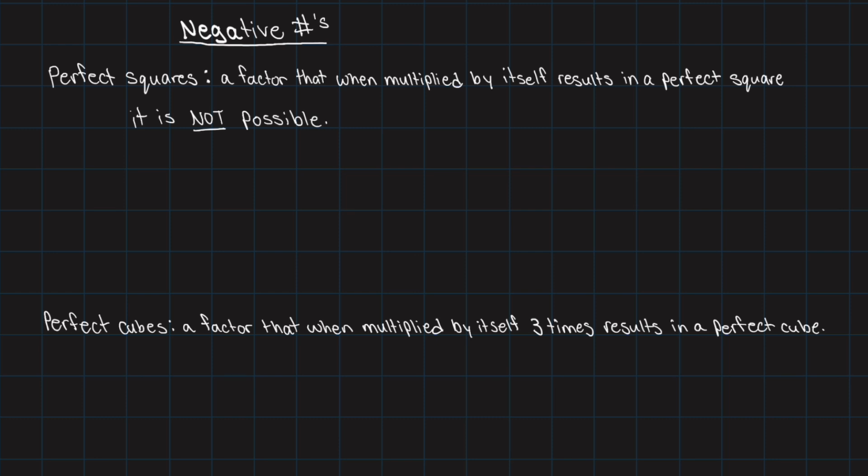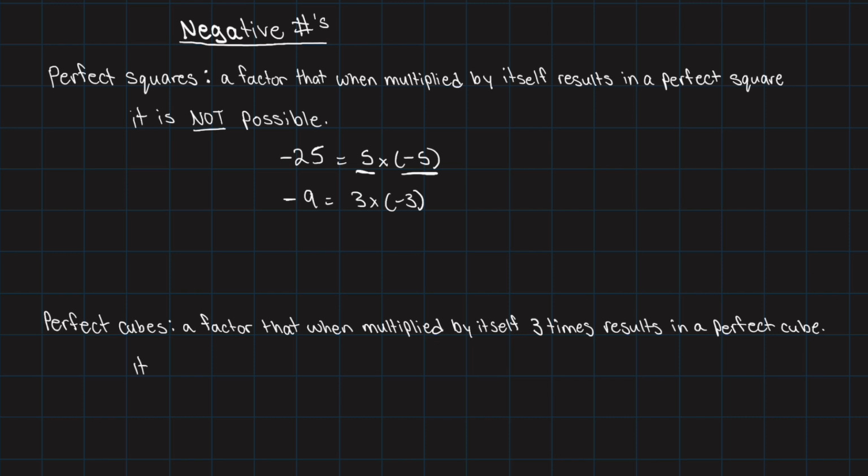Because if you're thinking, negative 25 should be a perfect square, but it can't, because this would have to be 5 times negative 5. And now they're no longer identical because one is positive 5 and the other is negative 5. Same with any of them, like negative 9. One of them would have to be positive and one of them would have to be negative. So they're not the same. So negative numbers cannot be perfect squares.